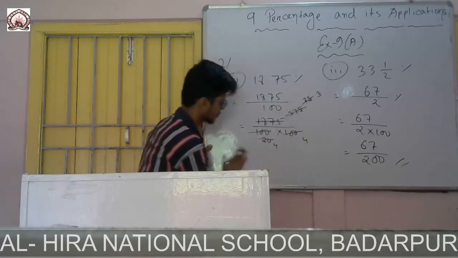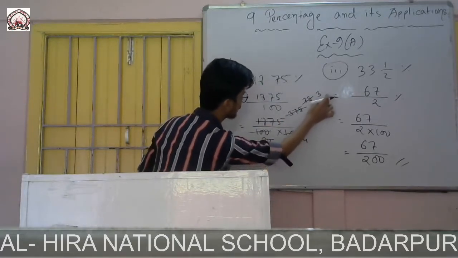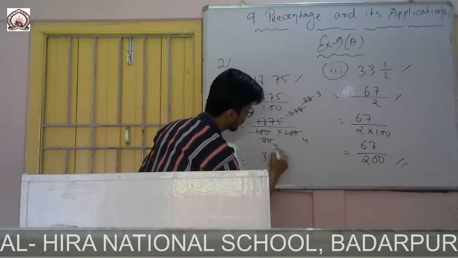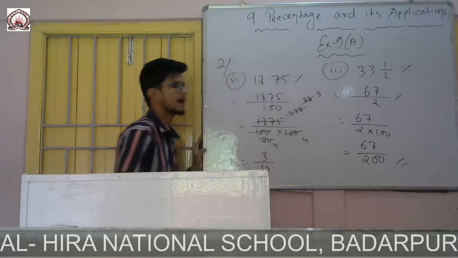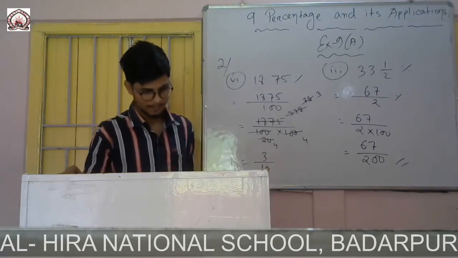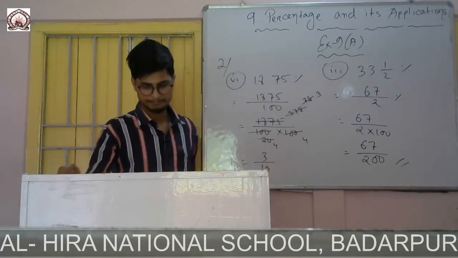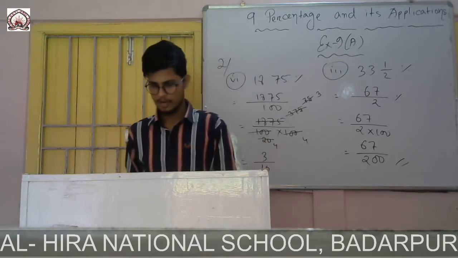So we can write easily, there is left 3, and there one 4 and another 4, so 4 4s are 16. 3 by 16, this is its simplest form, 3 by 16. Okay, now question number 3.